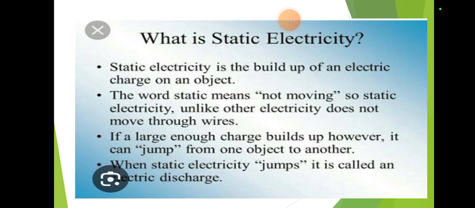If a charge builds up enough, however, it can jump from one object to another. So if it's charged enough, it can move from one object to another. What does this mean? Electricity is charged, and static electricity is also charged. If the charge builds up, what will happen? It can jump from one object to another object. It's not hard for static electricity to jump, if they are charged enough.